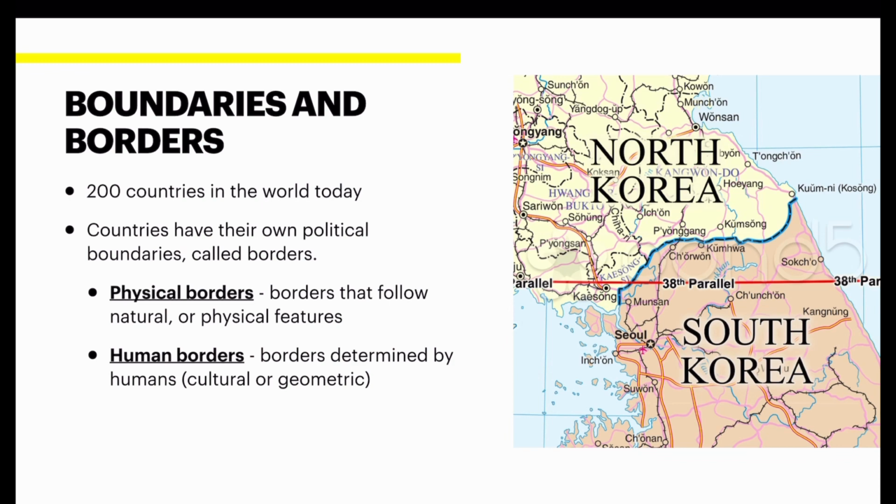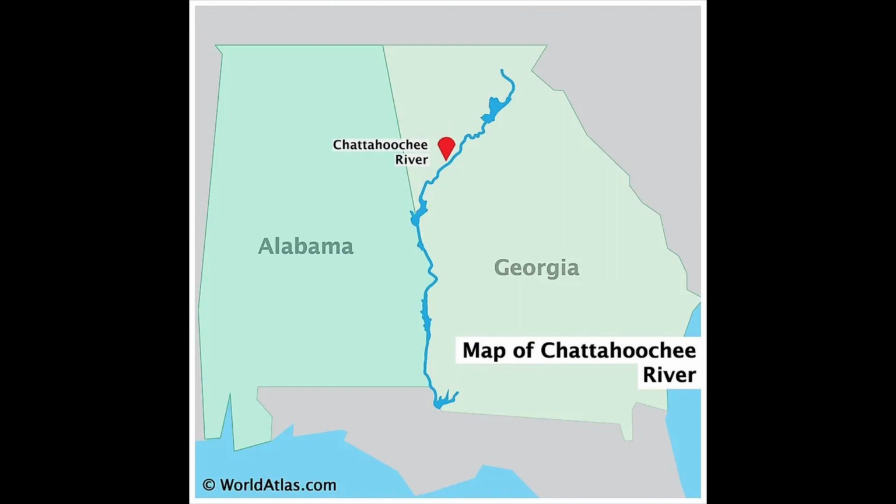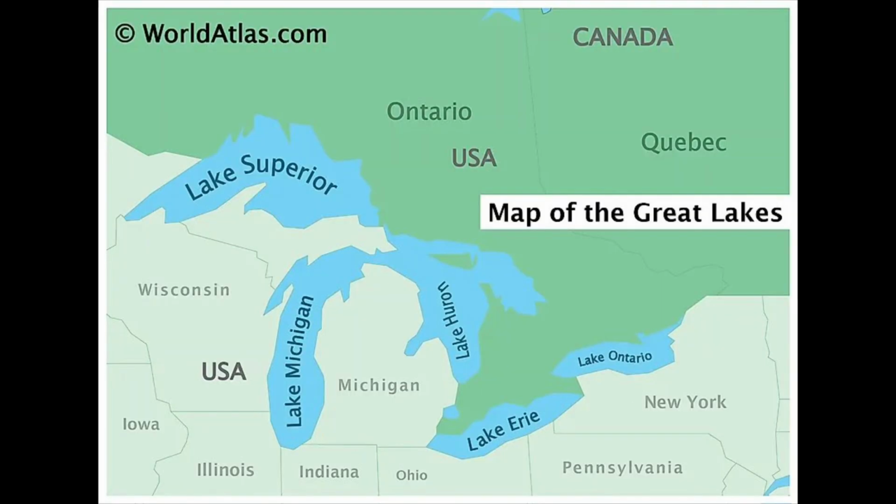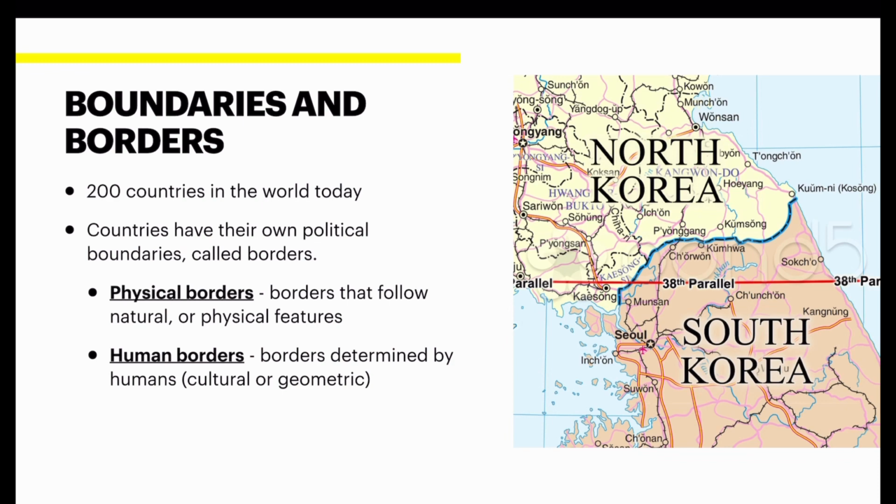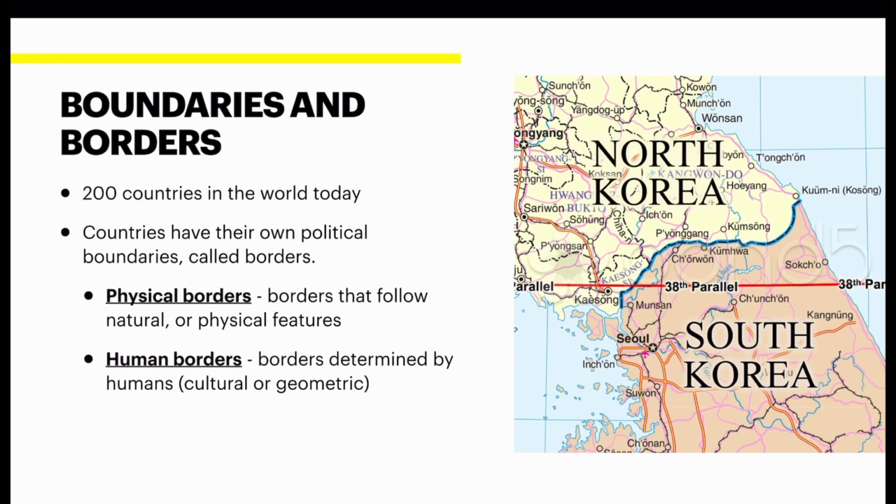Rivers and lakes are other natural boundaries that are used to set borders. The Chattahoochee River forms part of the border between Alabama and Georgia. The Great Lakes form part of the border between the United States and Canada. Rivers can be challenging boundaries sometimes, as the flow of a river might shift course over time, which would change the border.